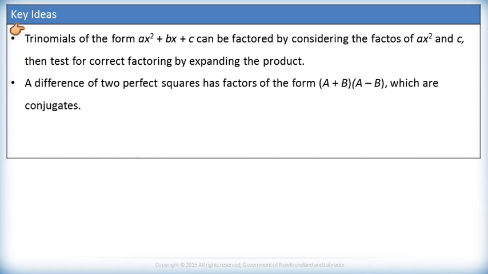To conclude, trinomials of the form ax squared plus bx plus c can be factored by considering the factors of the first term and the last term, then test for correct factoring by expanding the product of the binomials. And a difference of two perfect squares has factors of the form a plus b, a minus b, which, by the way, are conjugates. That's a term I'm introducing here. Didn't introduce it earlier, but they're conjugate factors. One is plus in the middle, the other one is minus.